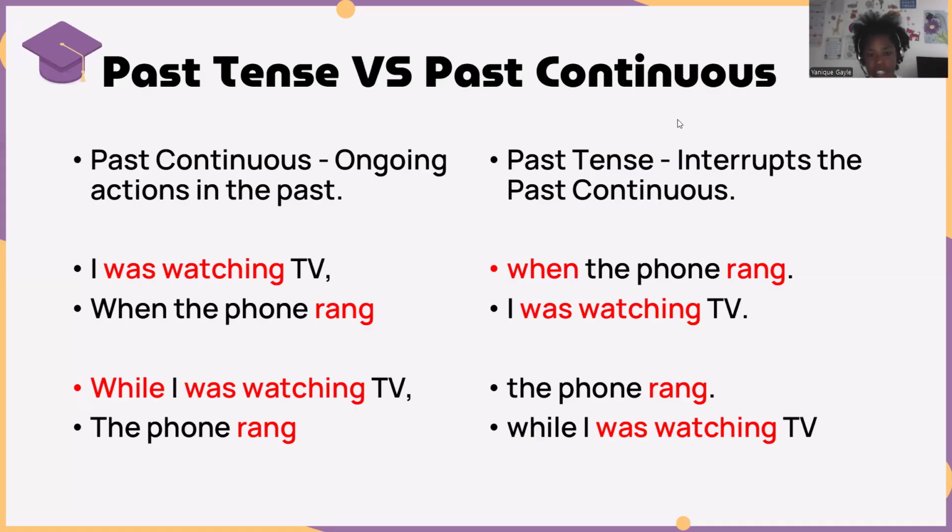I was watching TV when the phone rang. Rang is the past tense of ring, okay? This part of the sentence is indicating that this action interrupts the ongoing action. So I was watching TV, it's a long action in the past. When the phone rang, this action interrupts the first action. And that's how we use both the past continuous and the past simple tense in one sentence.